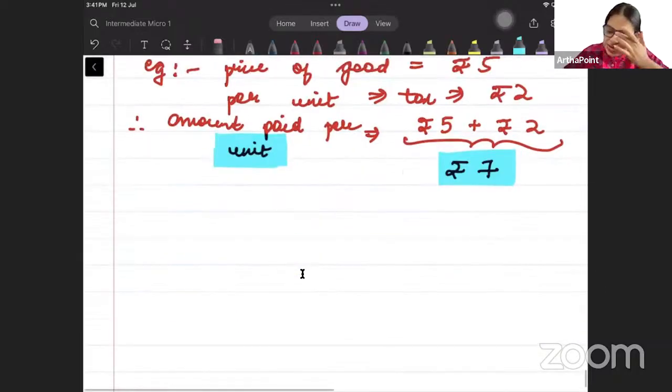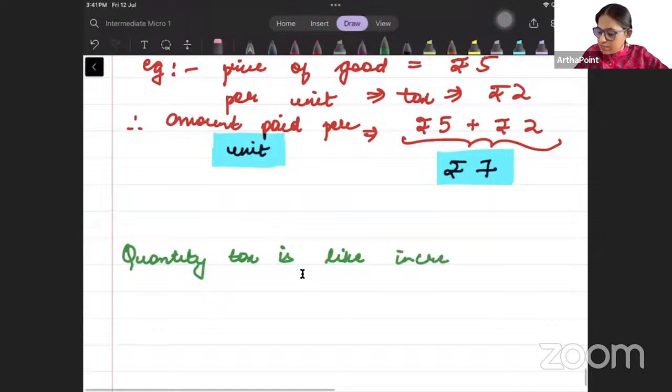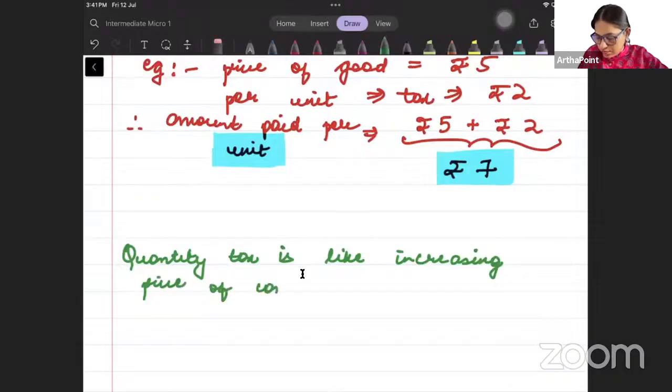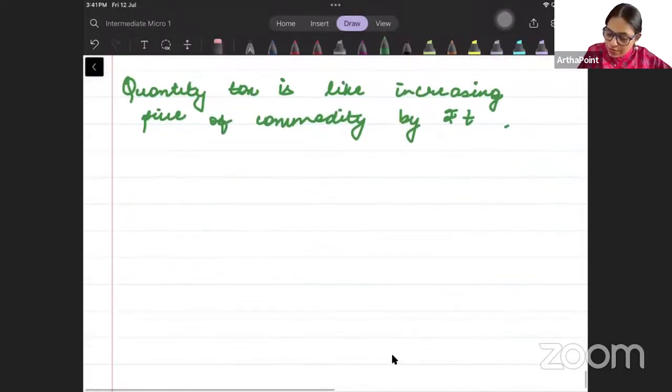So we can say, please write down with me, quantity tax is like increasing the price of the commodity by T rupees. I have increased the price of the commodity. मेरा commodity का जो price है that has increased by how much बच्चे? By T rupees.